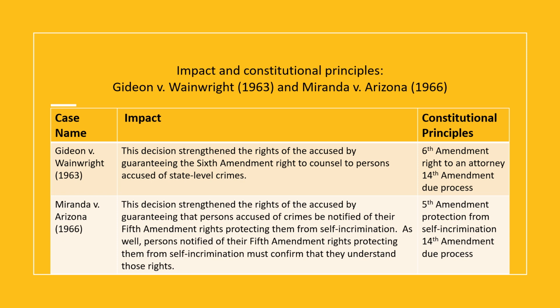Then we look at Miranda versus Arizona. In Miranda versus Arizona, this decision strengthened the rights of the accused by guaranteeing that persons accused of crimes be notified of their Fifth Amendment rights that protect them from self-incrimination. As well, persons notified of their Fifth Amendment rights protecting them from self-incrimination must confirm that they understand those rights. So the Fifth Amendment, which is part of the Federal Bill of Rights, was then extended to the states through the 14th Amendment Due Process Clause.